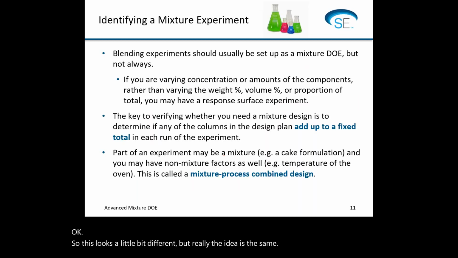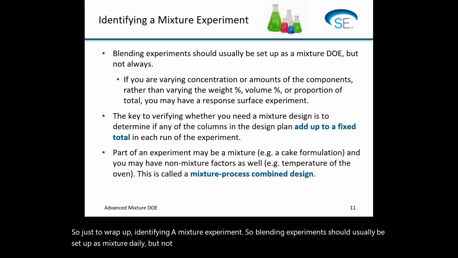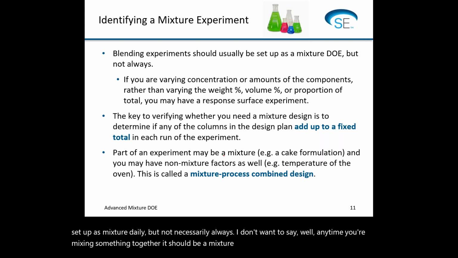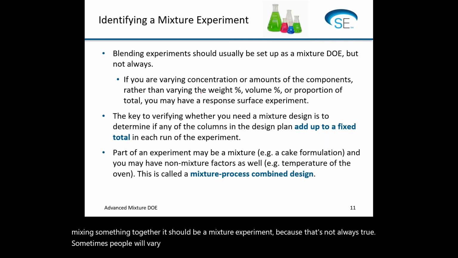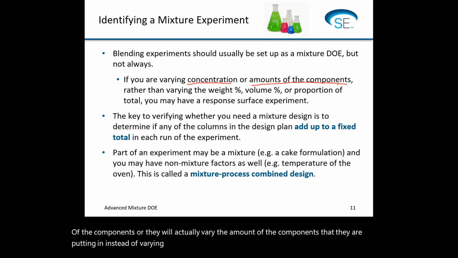So just to wrap up, identifying a mixture experiment. Blending experiments should usually be set up as mixture DOE, but not necessarily always. I don't want to say that anytime you're mixing something together, it should be a mixture experiment, because that's not always true. Sometimes people will vary concentration of the components, or they will actually vary the amount of the components that they are putting in, instead of varying something like the weight percent or the volume percent or proportion of the total.